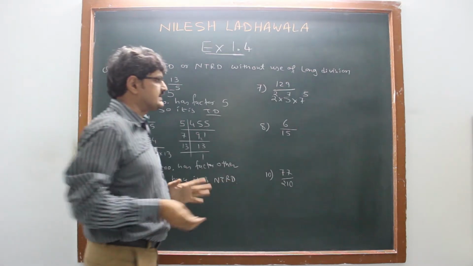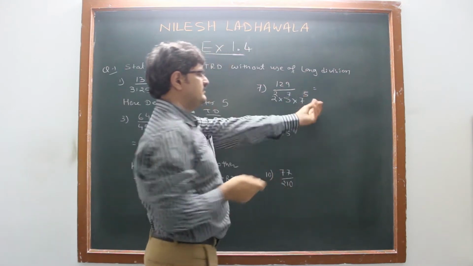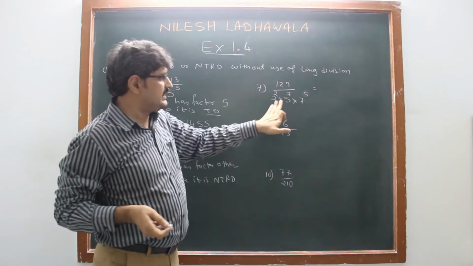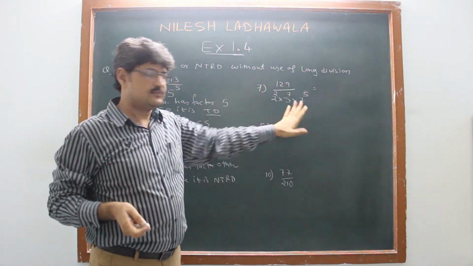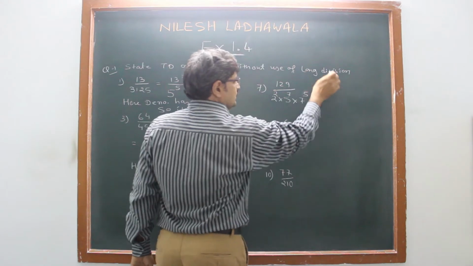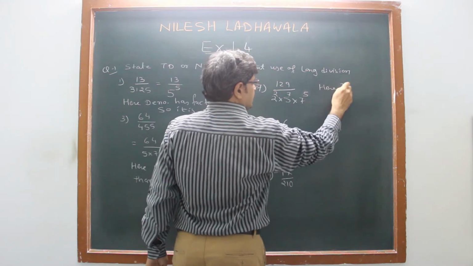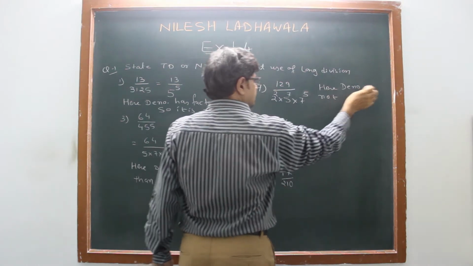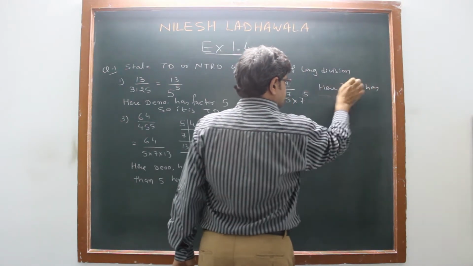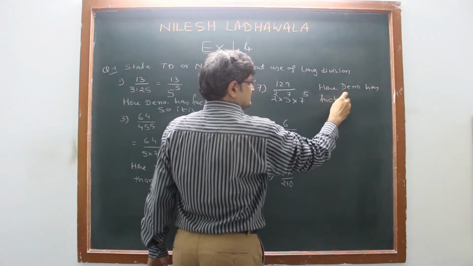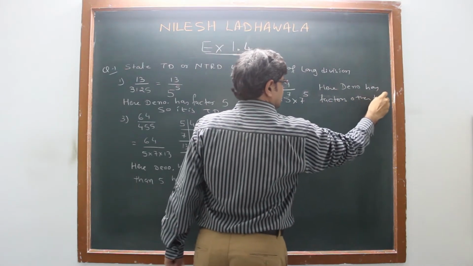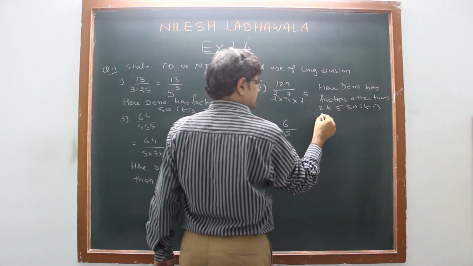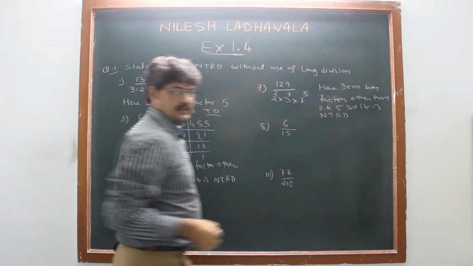So very easy sums they are. Here we can see that the denominator has factors 2, 5 and 7. We are already given the factorization form, so we don't have to factorize it again. So the denominator has factors other than 2 and 5, so it is non-terminating recurring decimal.